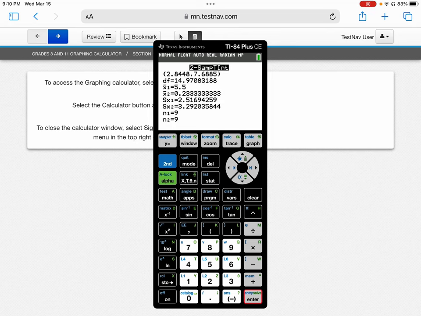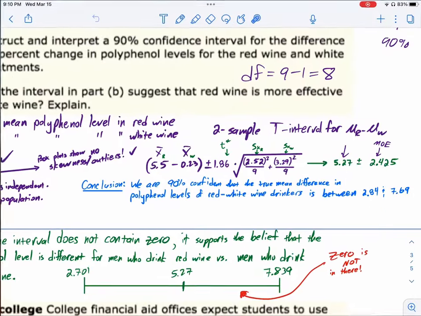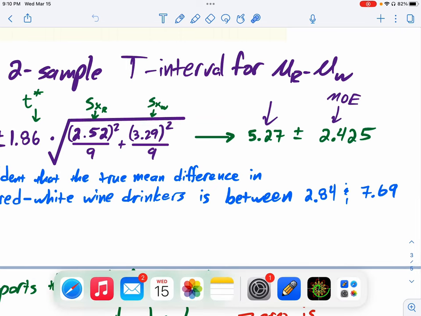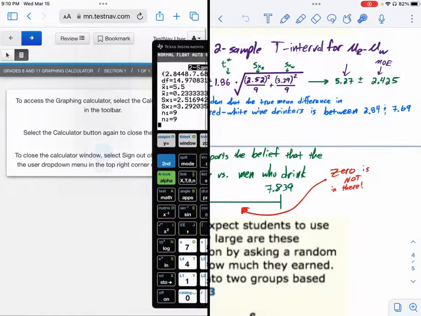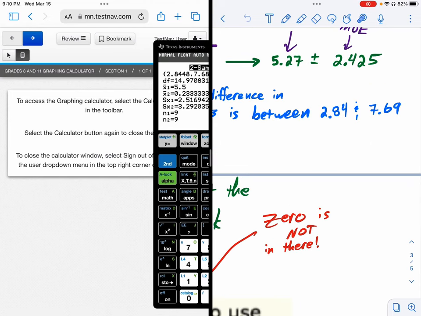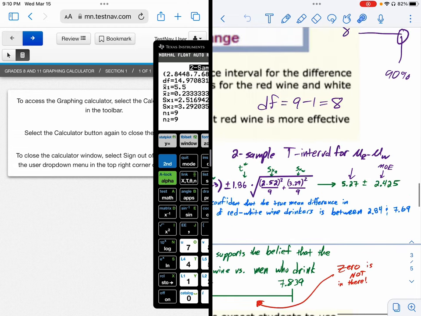Now, let me show you what I wrote. Let me see if I can get that back up. Well, you can kind of see it now. You can see it off the edge there. Do you see there the df? It says 14.97. That sometimes concerns kids. They're like, what's going on? I thought the degrees of freedom was 8.